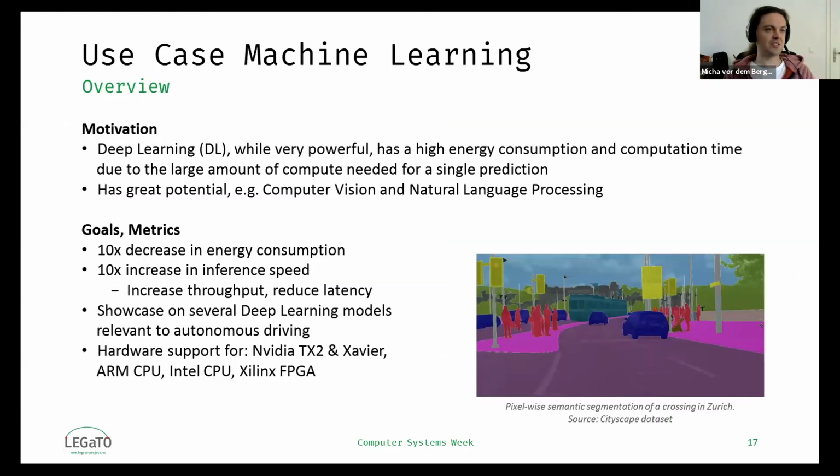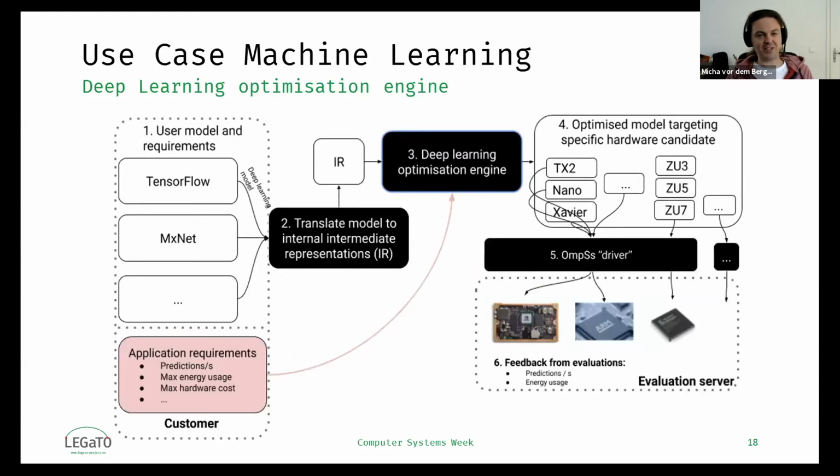And then the fourth use case is about machine learning. The motivation is that machine learning is very powerful, as many people might know today, but it still has a high power consumption and high computational time due to the large amount of signal precision, or in general computations needed here. Our goals are to decrease the energy consumption by a factor of 10 and also speed up inference by a factor of 10, while increasing the throughput and reducing the latency of running these models in inference. Interestingly, we are doing this on different hardware types, as you will see on the next slide.